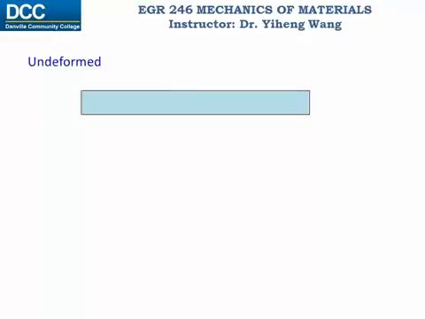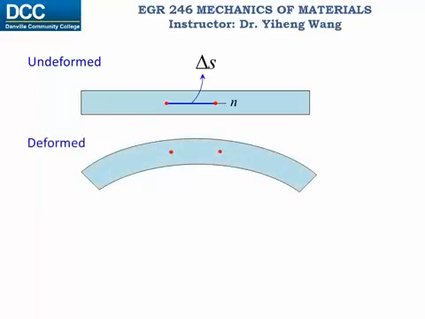For a member before deformation, let's draw a random axis on it, axis n. Along this axis, there are 2 points, and the length between these 2 points along this axis is delta S. After deformation, if we look at the original axis n, it has been deformed this way into axis n prime. And the distance between the same 2 points, again along this deformed axis n prime, has a new length of delta S prime.